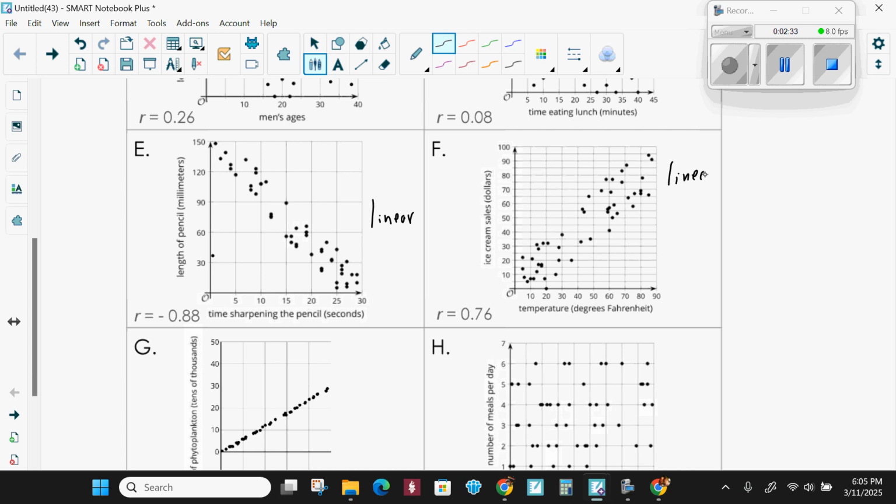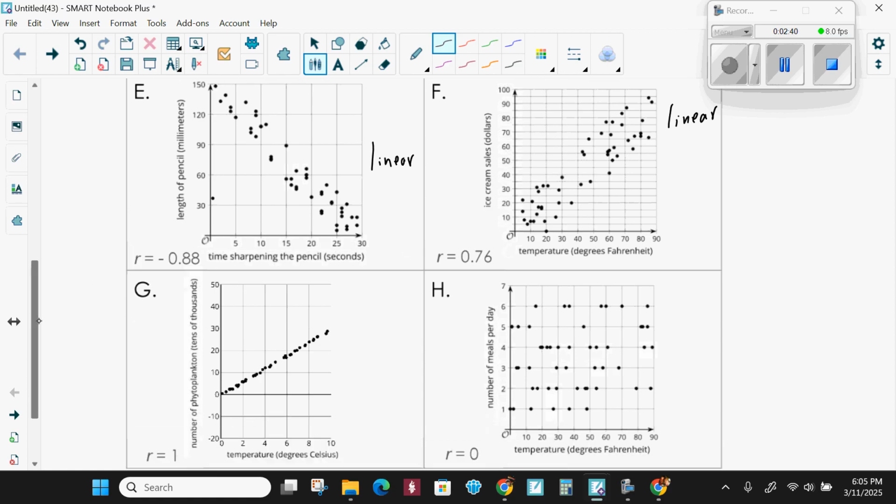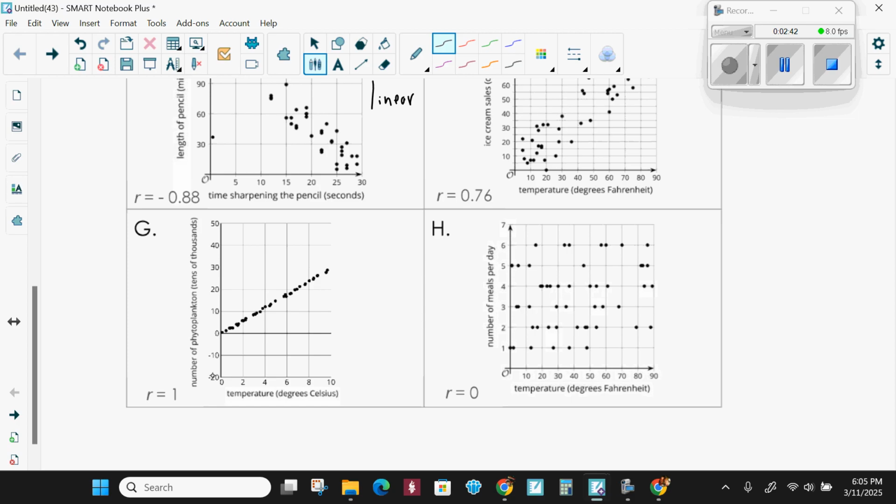although there are a few people like my husband that love ice cream no matter what temperature it is. Okay, this one is the temperature to the number of phytoplankton, in the thousands. So phytoplankton, the hotter it gets, the more plankton there are. So this is definitely a linear model.